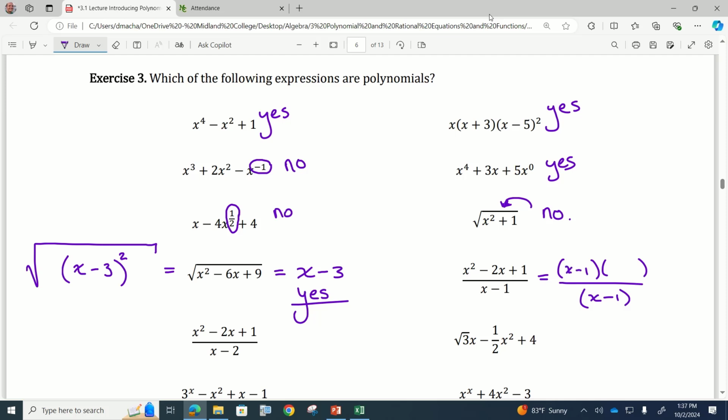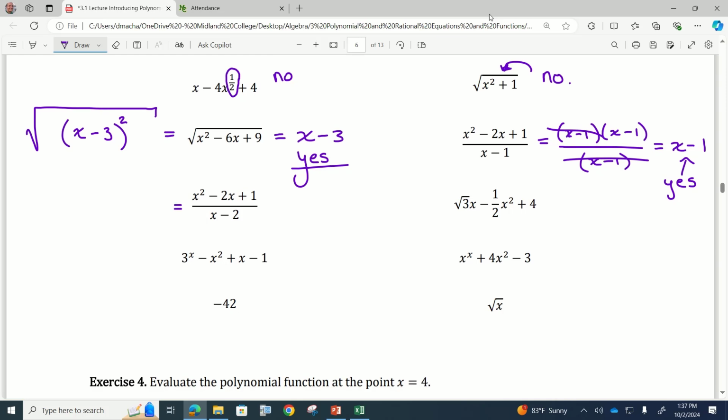Be x minus 1 times x minus 1. And then you say, hey, I've got a common factor between my numerator and denominator, so those cancel out. And this is a linear polynomial. It didn't look like that at first, but once you factor, you cancel the common factors. You're like, oh yeah, that is a linear polynomial. Okay.